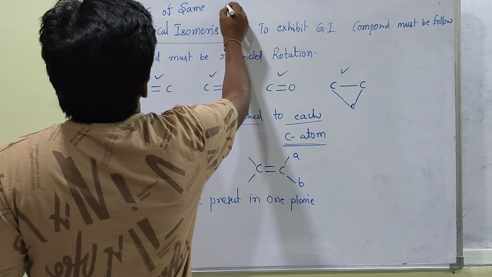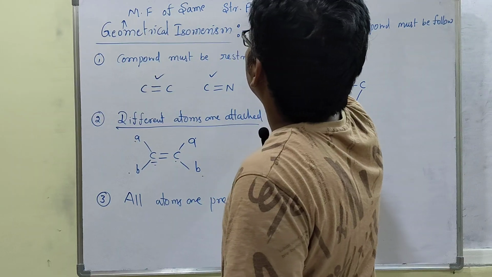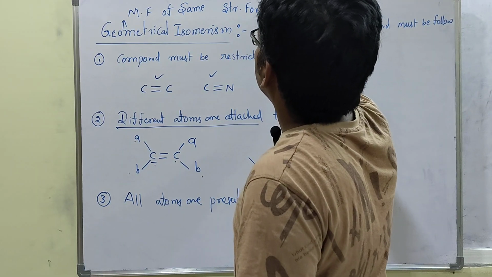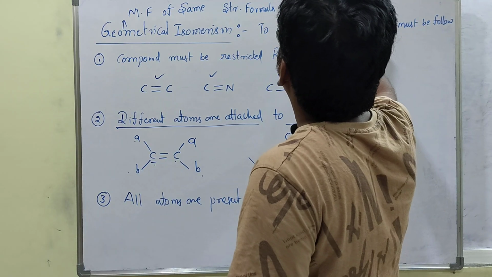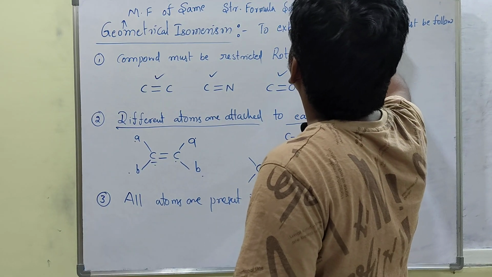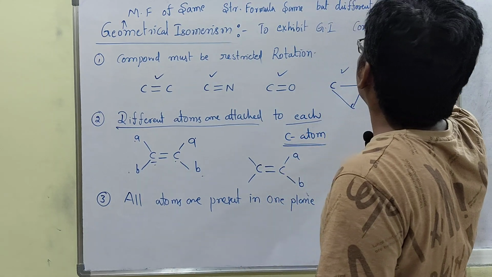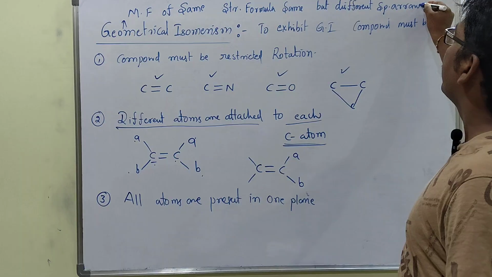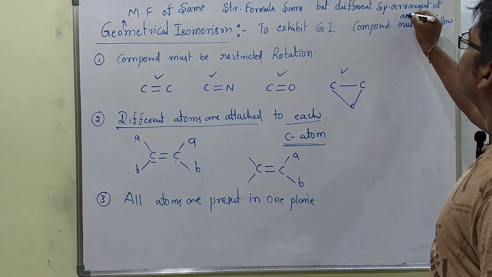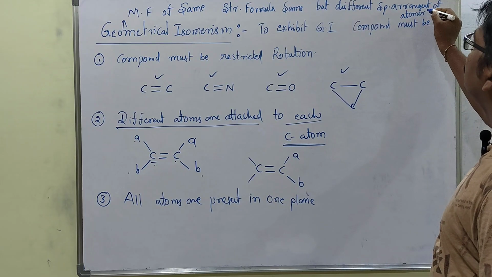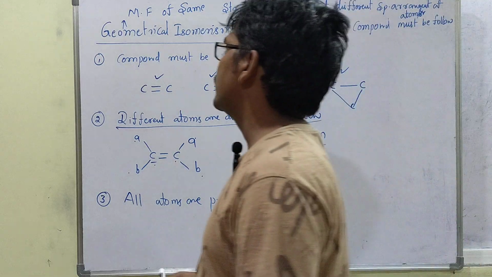Molecular formula same, structural formula also same, but different spatial arrangement of atoms. Different spatial arrangement of atoms. That is called geometrical isomerism.